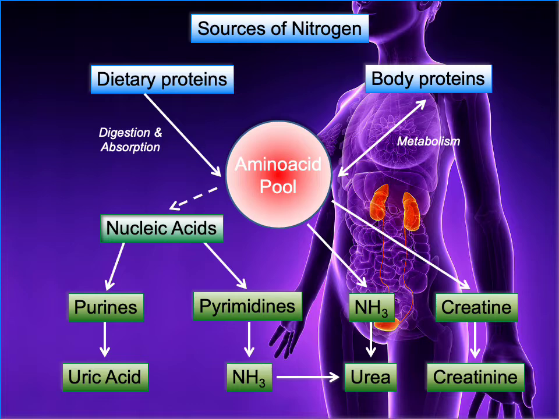Ammonia is highly toxic to the body, so that only very low levels are tolerated. That being the case, ammonia is converted to urea in the liver. Urea is also toxic, but much less than ammonia.